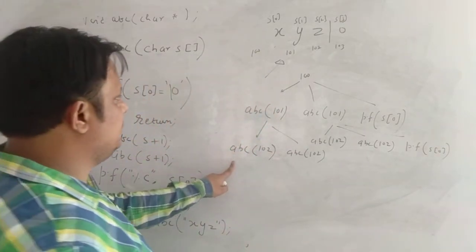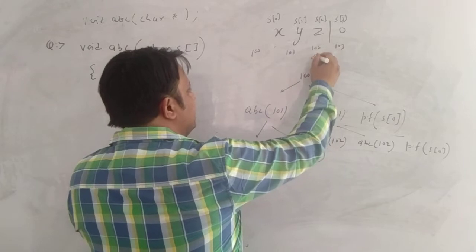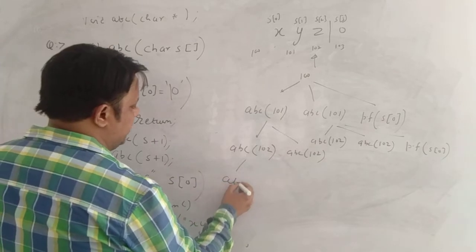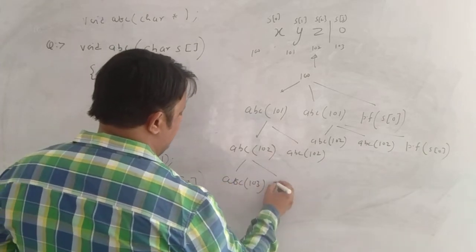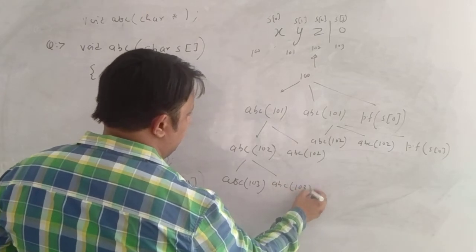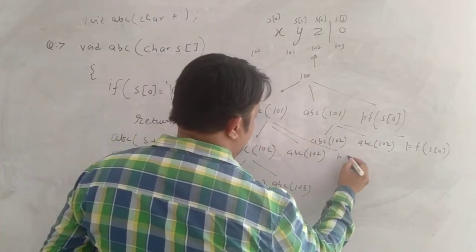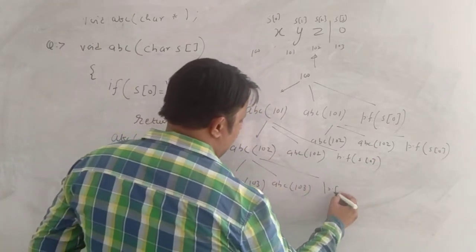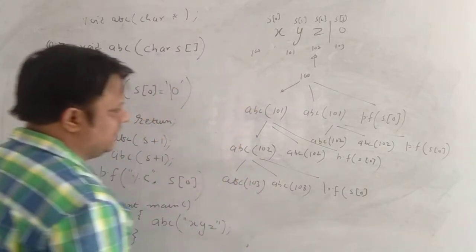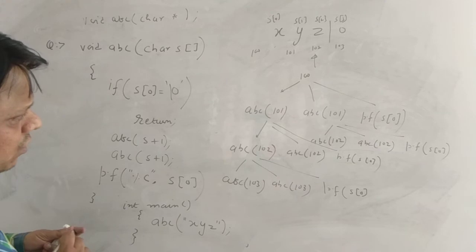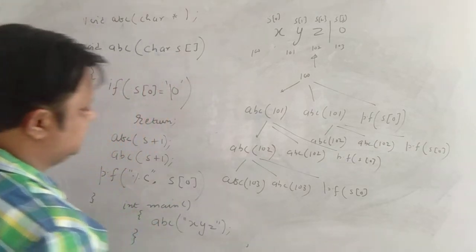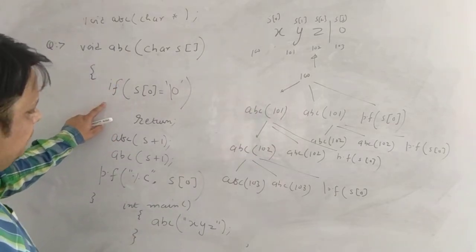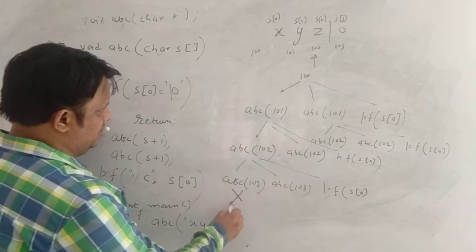So when you call this function, now your pointer is pointing at 102. So that star is z, which is not equal to null, so the condition is true. So this becomes abc(103), abc(103), and sorry, here printf will also come, printf s[0] which is z, right? And you are printing z, fine. Now when you call this function abc(103), now star of 103 is null, so the condition becomes false, right? So return, so this won't evaluate.